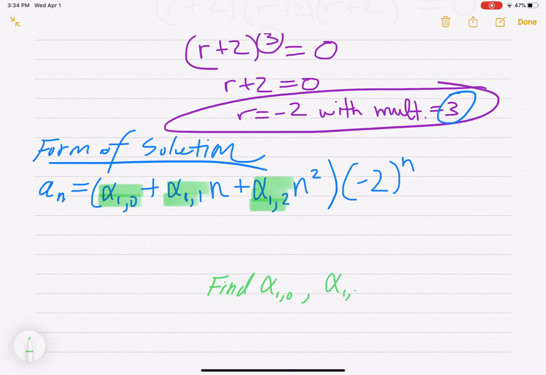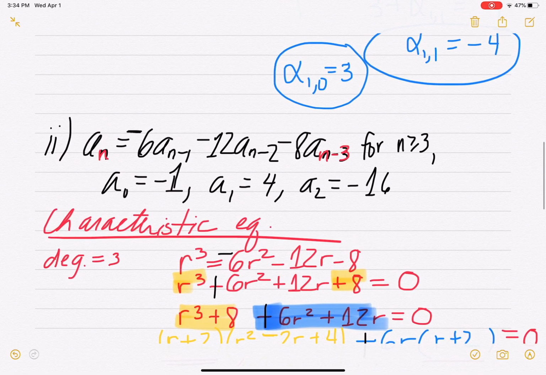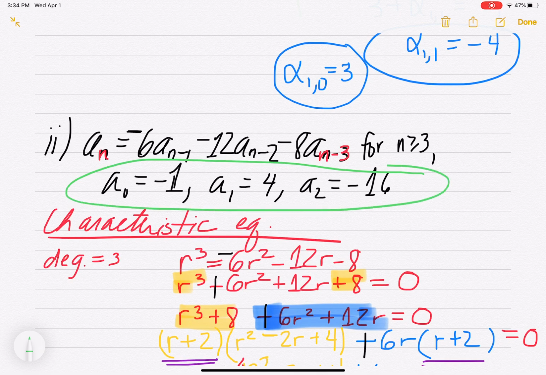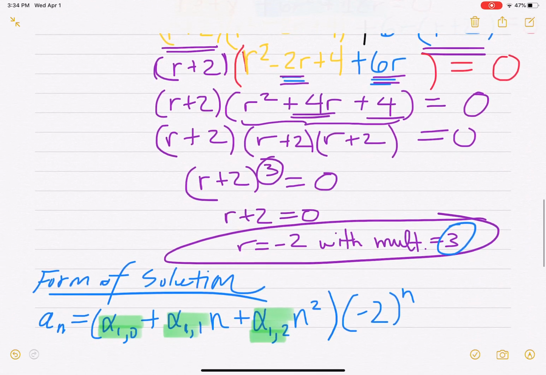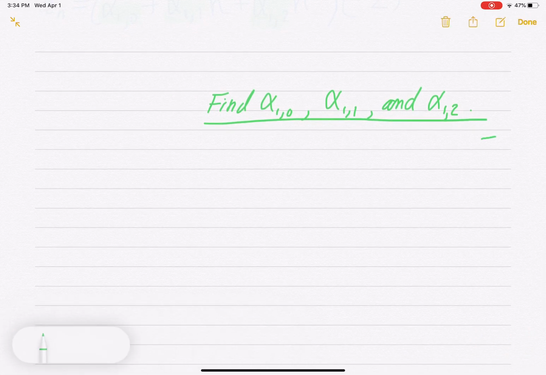Find alpha 1,0, alpha 1,1, and alpha 1,2. I don't have room to do it here, but I'll do it down here. To do that, we have to have our initial conditions. I totally forgot my initial conditions. Here they are: -1, 4, and 16, respectively.